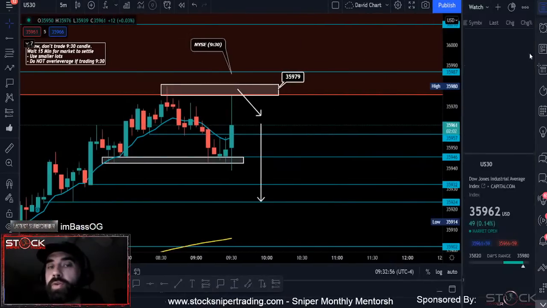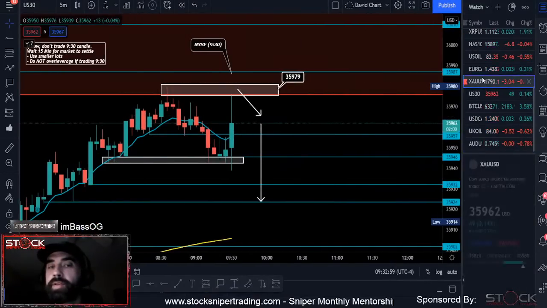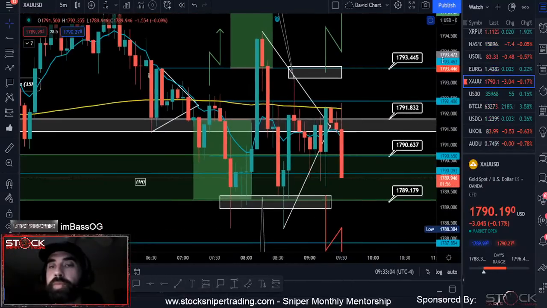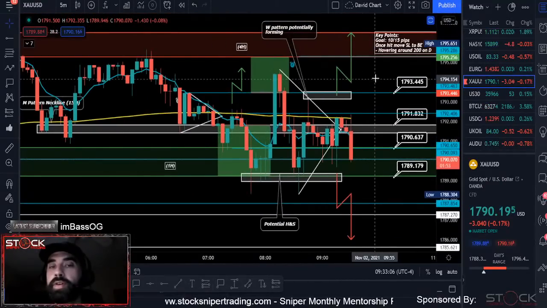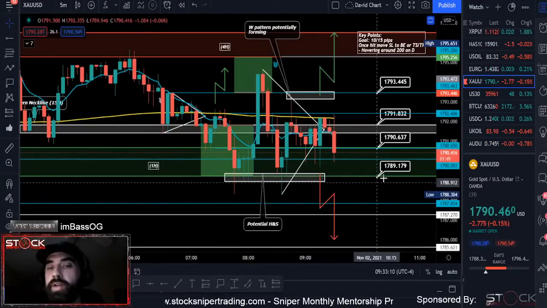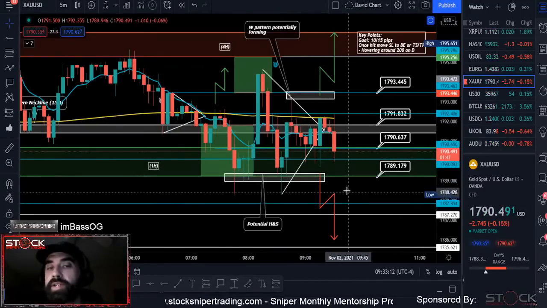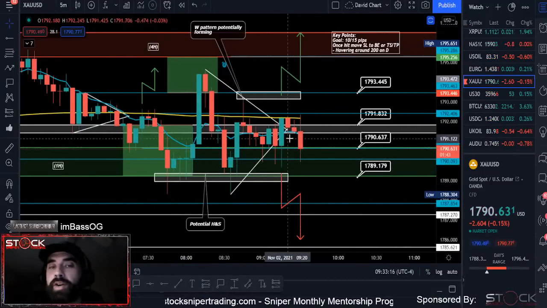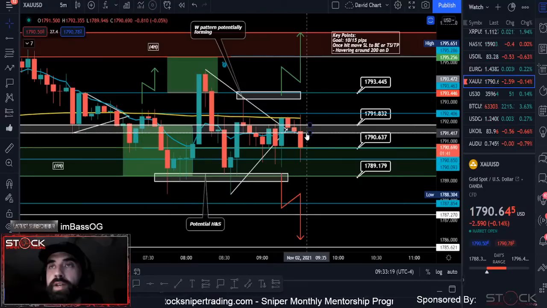Okay, so let's check out gold here. Let's watch and see what's going to happen. Remember we talked about a head and shoulders pattern on gold? It's closing below this 200 exponential moving average continuously, okay? 1789, keep this in mind, all right? It's really congested right now, guys. Really congested, okay?